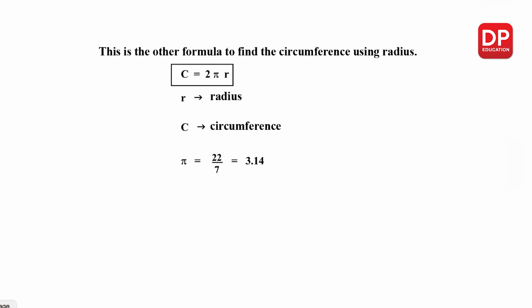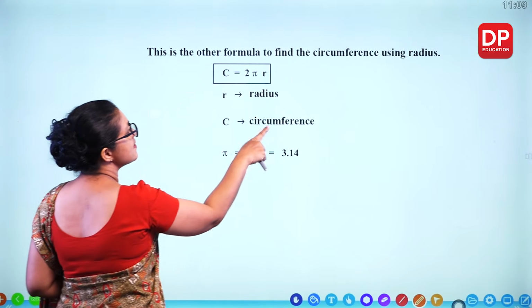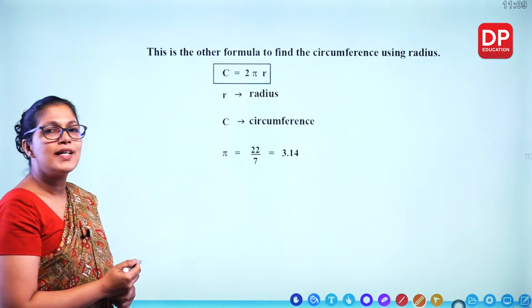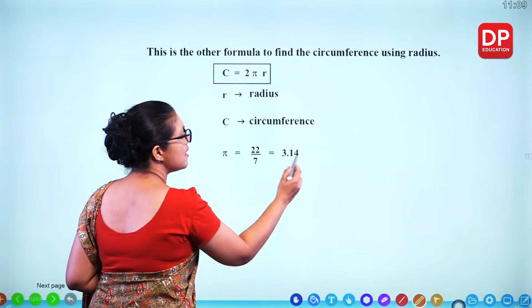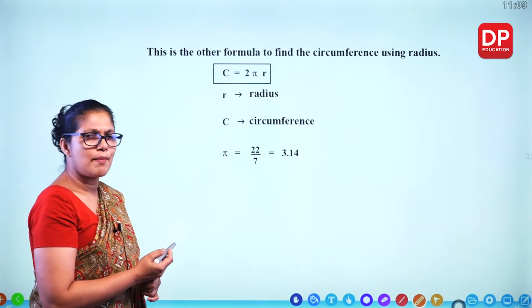So remember these formulae to find the circumference of a circle. This is the other formula using the radius: 2 pi r. r is the radius, C is the circumference, and you can take pi as 22 over 7. If you are taking the decimal answer, it's 3.14. All these are estimated values.